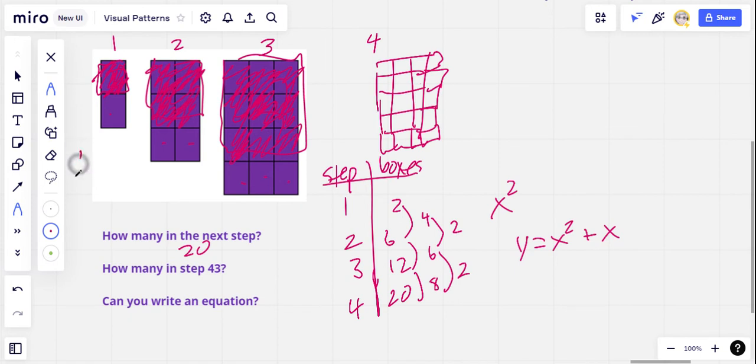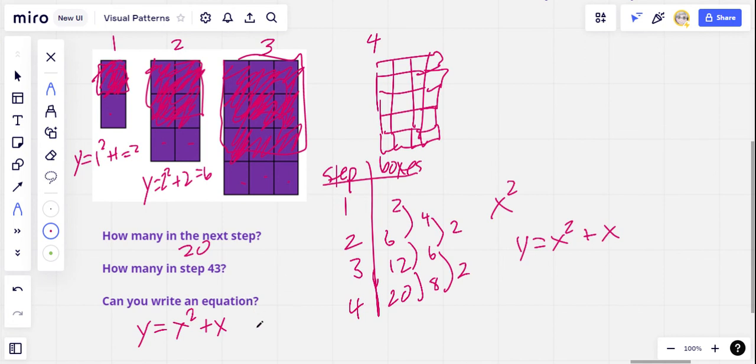So for example, in this one, it would be y equals 1 squared plus 1. That would equal 2. And in this one, it would be y equals 2 squared plus 2. 2 squared is 4 plus 2 is 6. That would equal 6. That's right. You can test that with steps 3 and 4 if you like, but I think we've got the equation. y equals x squared plus x.